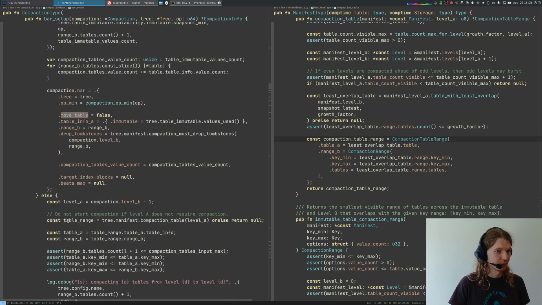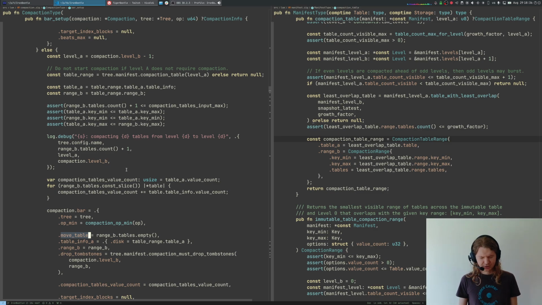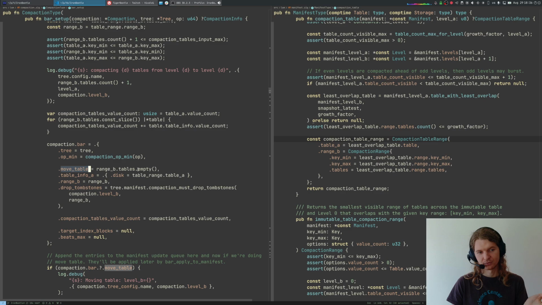Okay, move table. What is move table? Do we have move table here? Okay, so move table is an optimization which says that if your table A doesn't intersect with anything with a table on level B, you could just move this table. You don't need to compact anything. In the case where level A is also a level on disk, move table is pretty easy. We just say that the range is empty on level B.